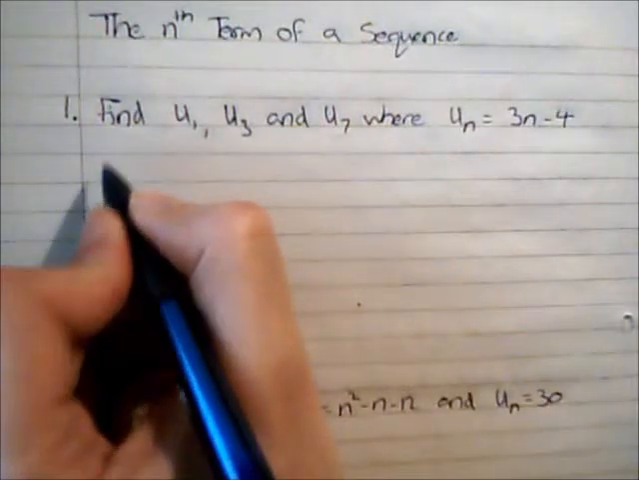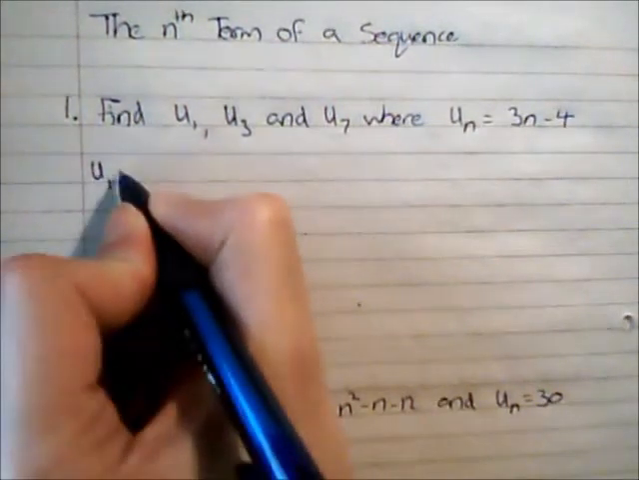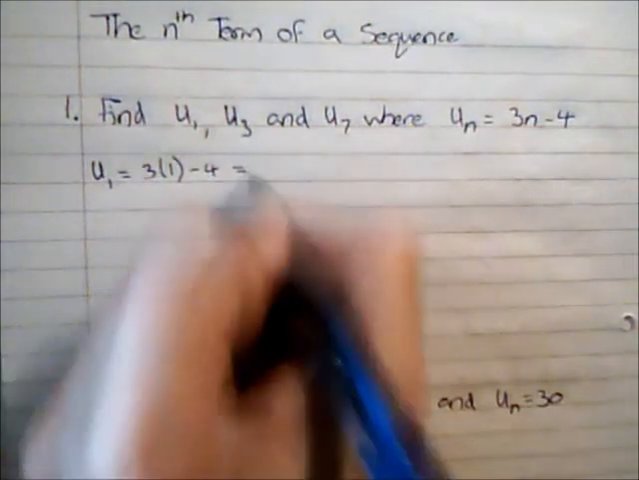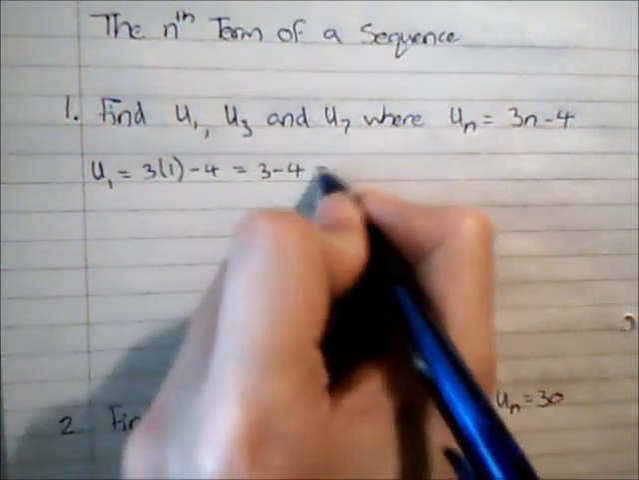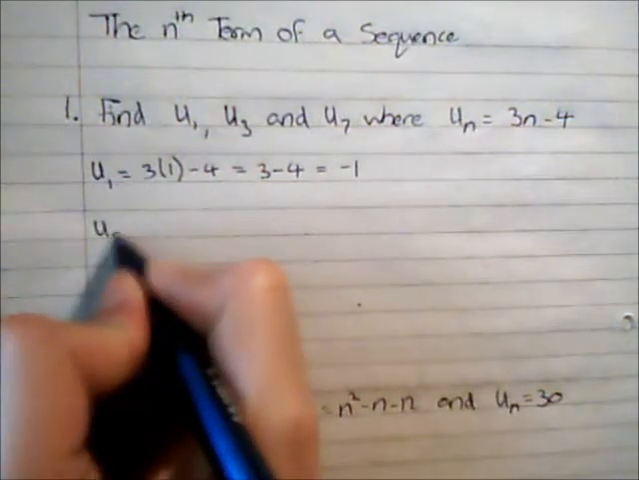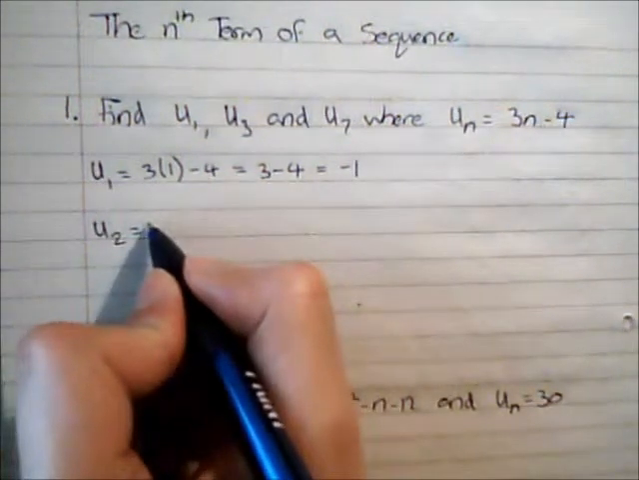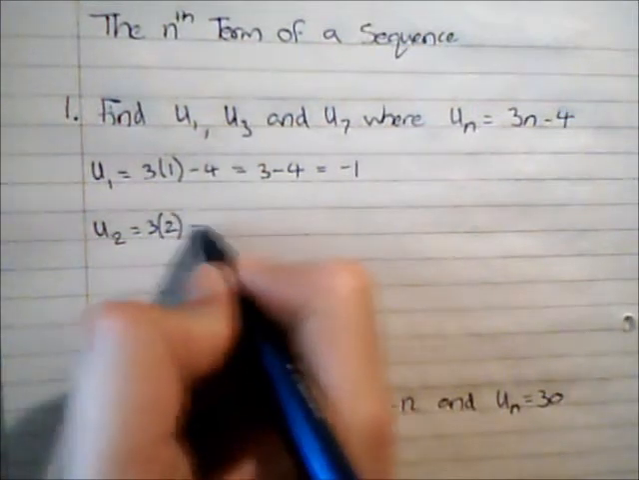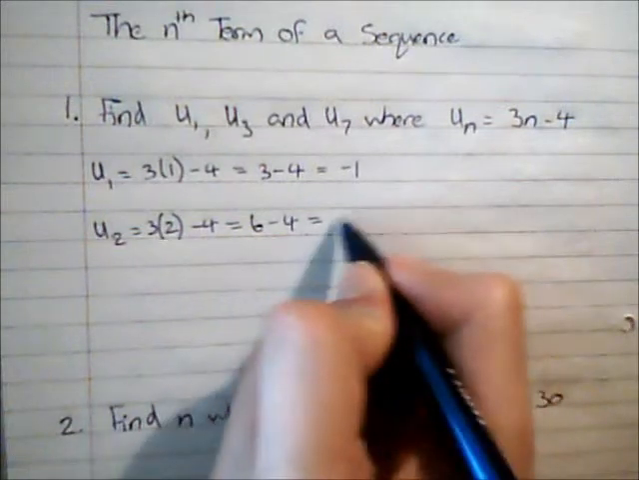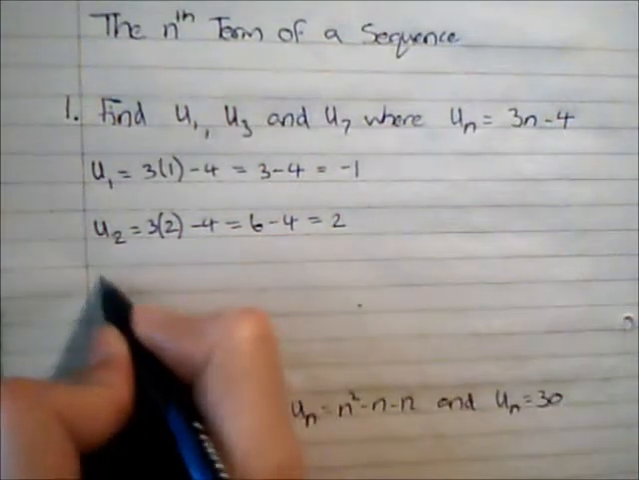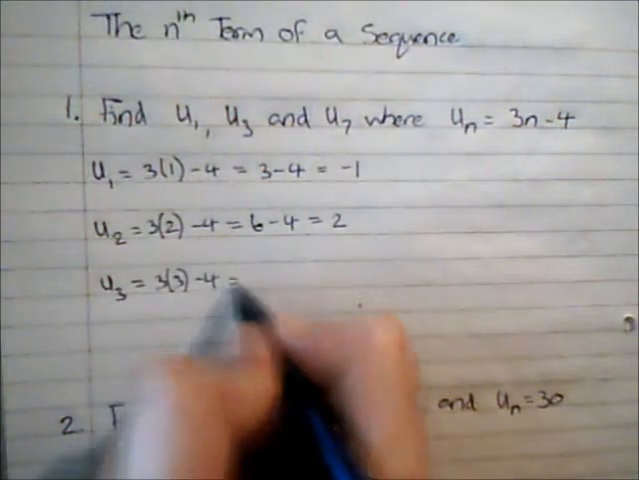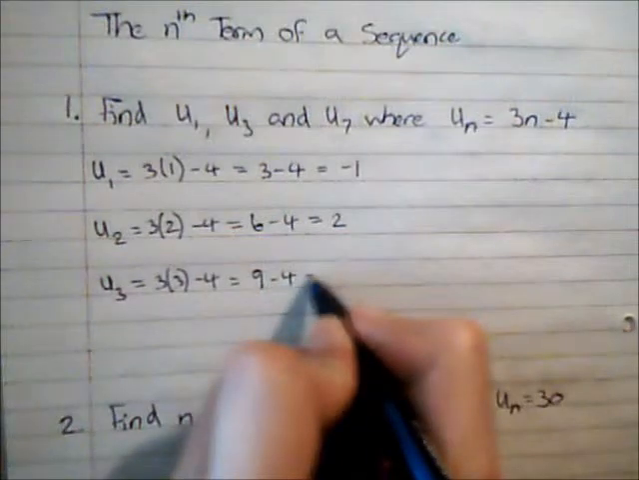value of the term. So u1 is equal to 3 lots of 1 subtract 4, which is 3 subtract 4, which is negative 1. u2 is when I substitute 2 in, so 3 lots of 2 subtract 4, which is 6 subtract 4, which is 2. And u3 is 3 lots of 3 subtract 4, which is 9 subtract 4, which is 5.